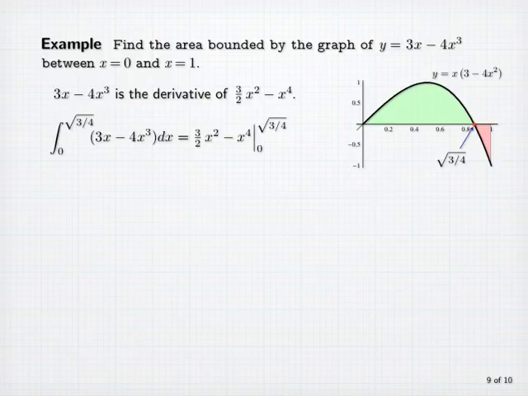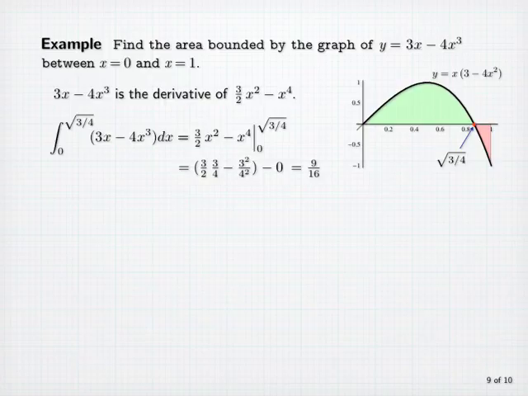Now we substitute the square root of 3/4 into this function, and we have 3/2 times 3/4 minus (3/4) squared, minus the value at 0, which is 0. This ends up being 9/16. So the area of the green region is 9/16.